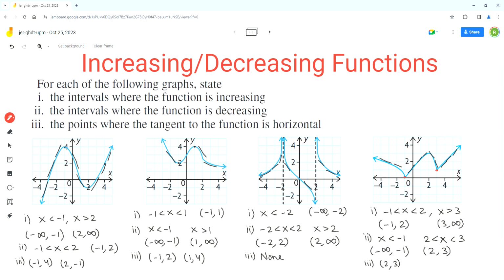So there's a very important concept we need to understand and memorize, that at cusp points, which are sudden turning points, the tangent to the function is not horizontal. So in this case, there is only one point at which the tangent is horizontal. So these are the steps you have to keep in mind to solve a problem like this one. So it's very important to understand the given graph and then identify its key characteristics in terms of interval for increase, interval for decrease, and points where the tangent is horizontal.